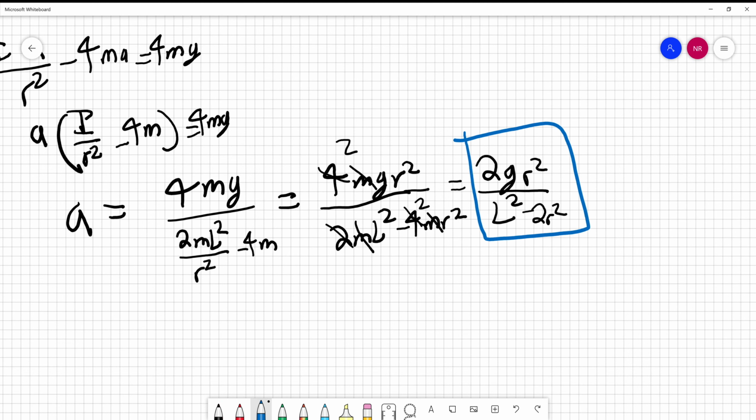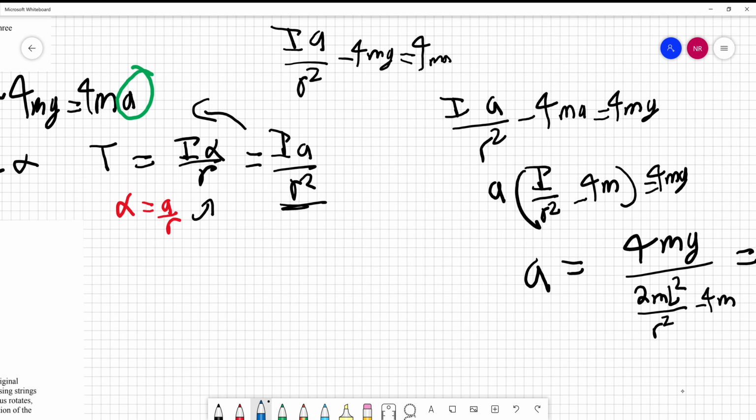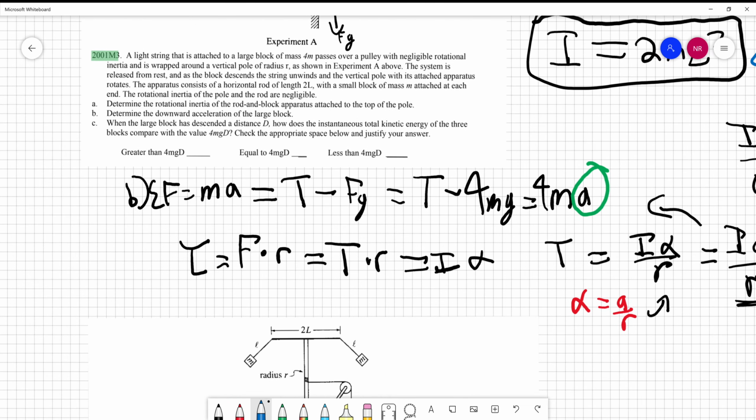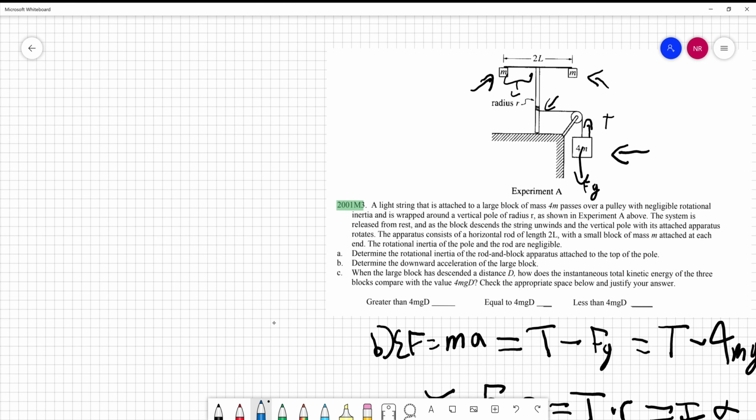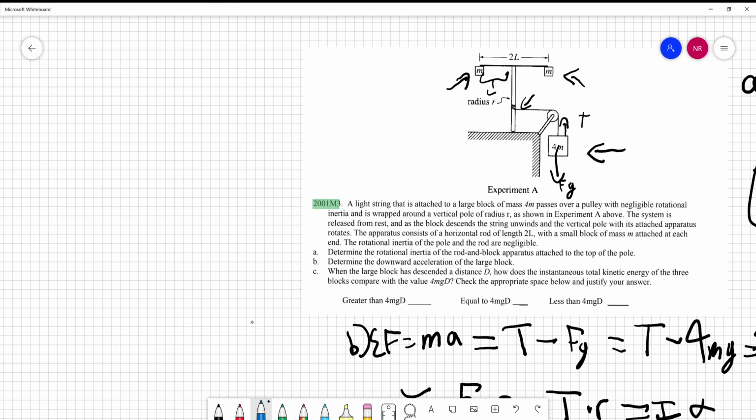So that's what we will get for that part. That was part C, I believe. No, sorry, part B. And then part C is asking, when the large block has descended a distance d, so when this block has gone down a distance d, how does the instantaneous kinetic energy of the three blocks compare with the value 4mgd?